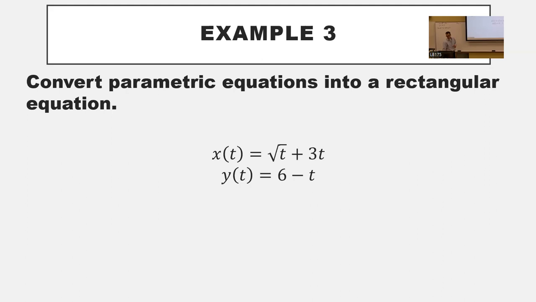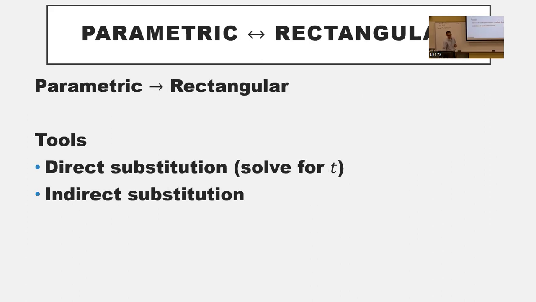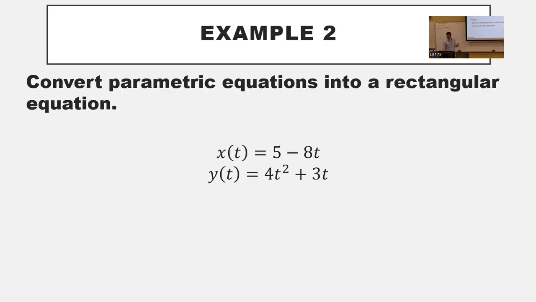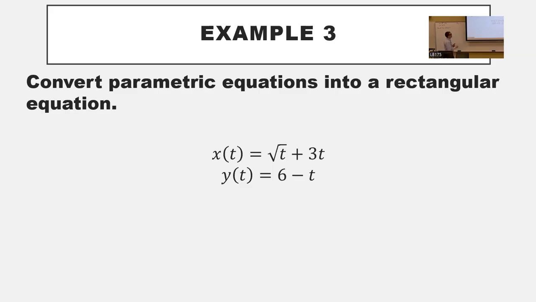So once again, this goes pretty quick once you get used to it. We're doing conversions from parametric to rectangular. There's two tools, the direct substitution where we solve for t and just plug it in to the other equation, and then the indirect substitution. So once again, we're in the direct substitution case with example 3. So I need to solve for t on one of these equations. The easier equation is the y equation in this case.